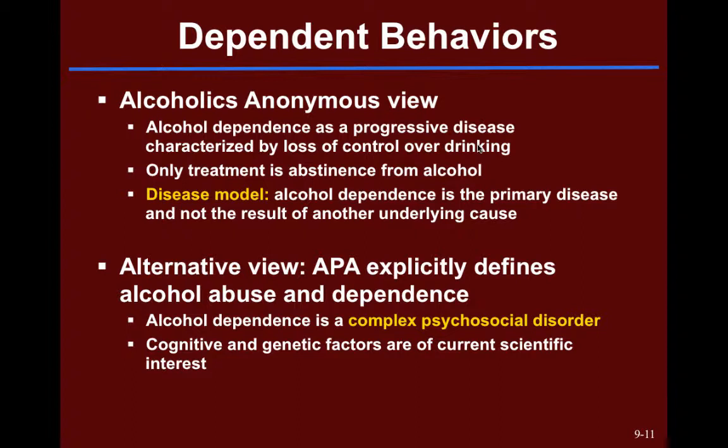Now we do have an alternative view. We talked about different approaches to dependence in our earlier lectures. The APA defines alcohol abuse and dependence differently. They include those psychosocial components in their definition, and they consider alcohol dependence a complex psychosocial disorder, related to that desire to change reality, perhaps lack of coping skills, all sorts of complex components that could be included. But they do include that loss of control that the Alcoholics Anonymous view does focus on.